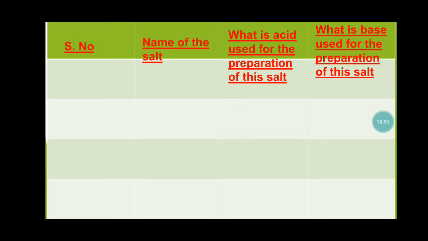In first column, put serial number. In second column, you write the name of the salt. Third column, what is acid used for the preparation of this salt. In fourth column, what is the base used for the preparation of this salt. And finally, you write its chemical formula. Now you see, for example, if I take a simple salt, sodium chloride, how do you prepare NaCl?